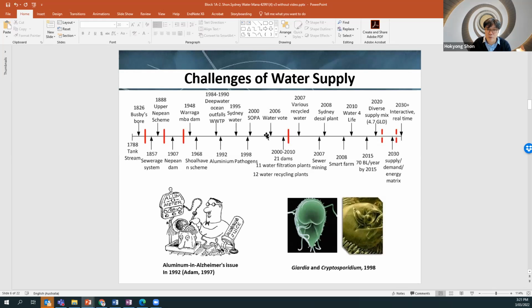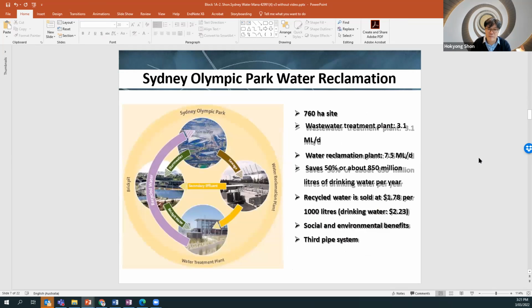And we also had the Sydney Olympic Park, which we already mentioned. This is very much a landmark of wastewater recycling history in Australia. A 760 hectare site, with a wastewater treatment plant of 3.1 megaliters per day.